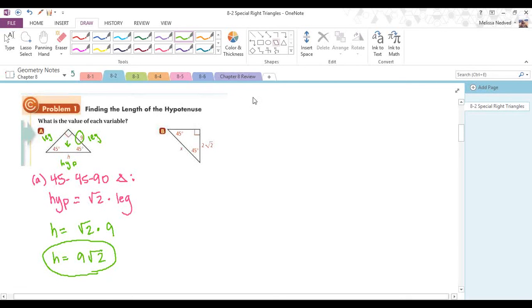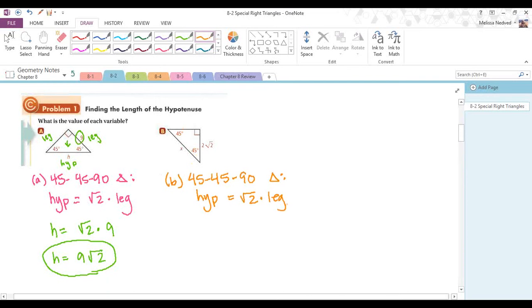All right, part B. Again, I always like to first identify what sort of triangle I'm looking at. Again, isosceles right with two 45-degree angles. So this is a 45-45-90 triangle. We just have one thing to remember for 45-45-90 triangles, and that's that the hypotenuse is equal to the square root of 2 times the leg.